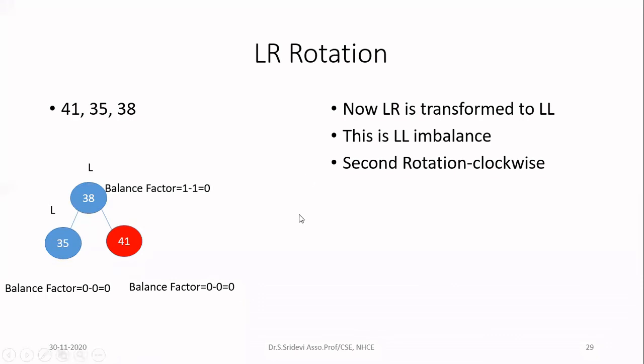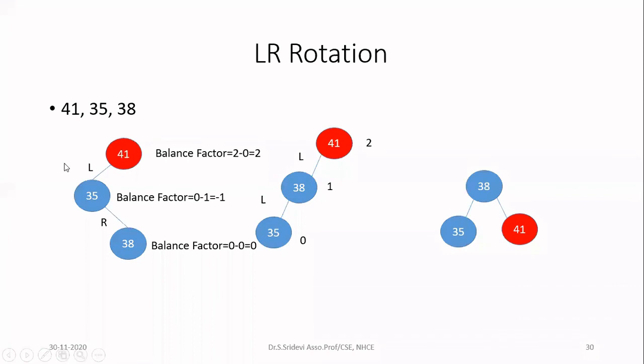So what we have done in LR rotation, we started with 3 nodes. The type of imbalance is LR. So we did 2 rotations. The first rotation is with respect to the middle node, which has transformed the tree from LR imbalance to LL imbalance. Then we have done the second rotation about the node 41, and we have done it in the clockwise direction. Because of that, the tree is transformed into a balanced tree.